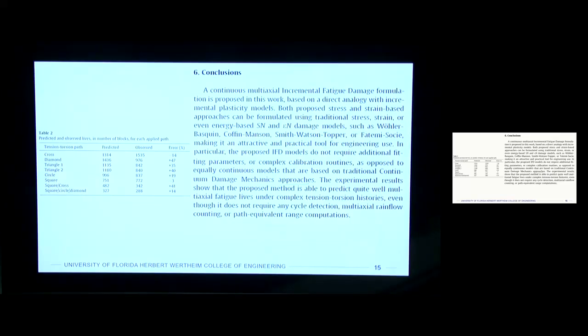The experimental results show that the proposed method is able to predict quite well, 45% error, quite well, multi-axial fatigue lives under complex tension torsion histories, even though it does not require any cycle detection, multi-axial rain flow counting, or path equivalent range computations. And so the reviewers that got this paper had to assess whether those statements in this conclusion are backed up by all of the work that they did in the paper. And so those reviewers must have said, yes, it does. We believe them. Their approach makes sense, and we recommend that this be published. So I just wanted to share that paper with you today. That's my last slide.